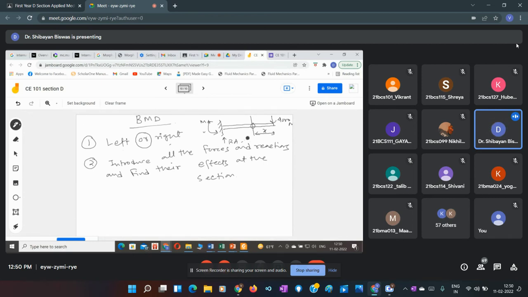Now how we can find out what will be our positive bending moment and what will be our negative bending moment? Say this is the axis of the beam and this is the perpendicular direction. If the tendency of the beam is like this by the bending moment, both sides coming like this, we will consider this moment as negative bending moment. This is also called hogging bending moment.